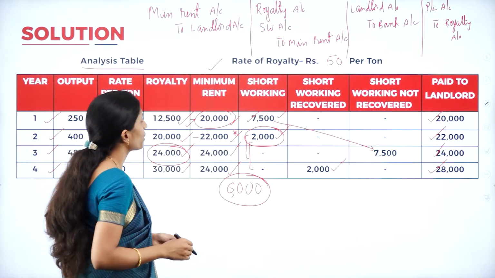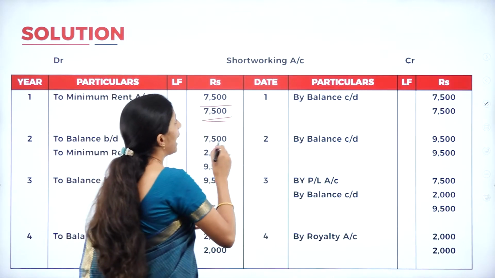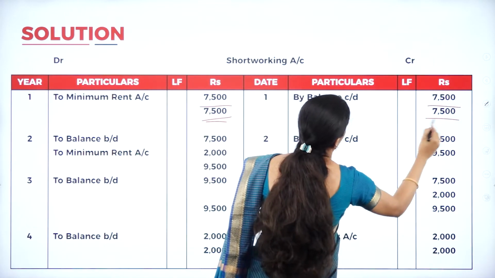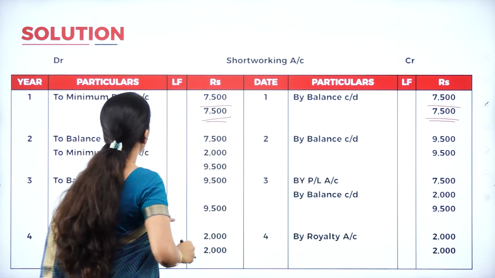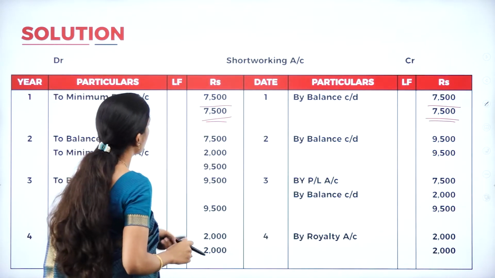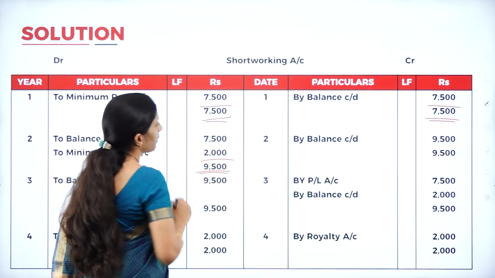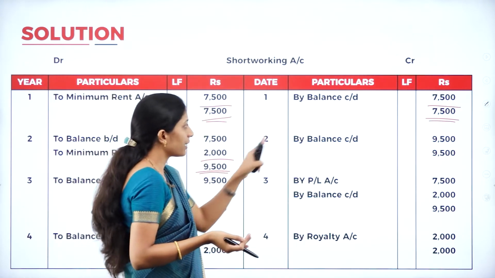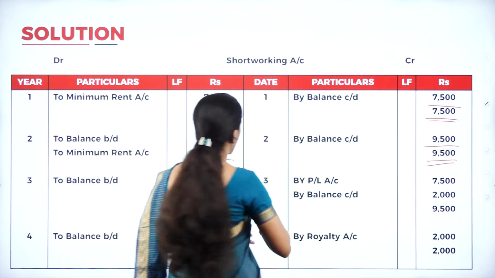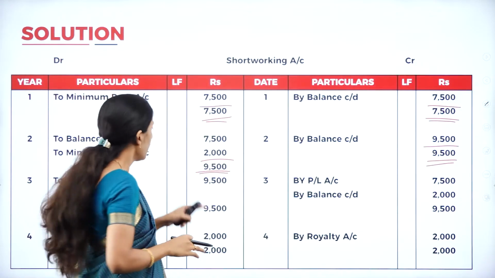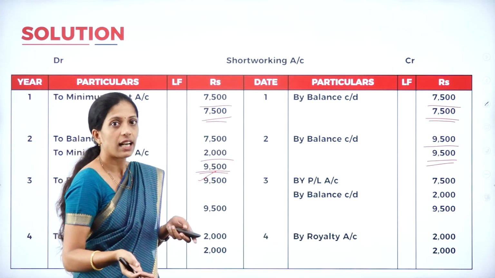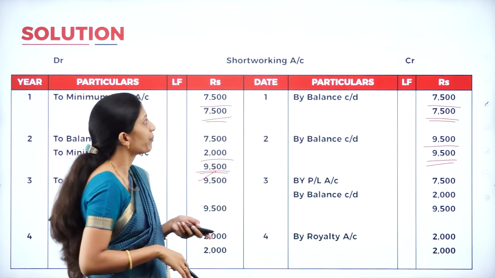Short workings is 2,000. So under short workings, you will have a balance carried down. So in the first year, it was 7,500, carried down that balance. Now whatever is carried down, bring down the balance at the beginning of next year, that is 7,500, and to minimum rent 2,000. So it is 9,500. So there is nothing in the second year they have recovered. So balance carried down 9,500. So both the sides are 9,500. Next year beginning you will bring down that balance 9,500. So we shall see later what you are going to do in the third year. So we are done with this.